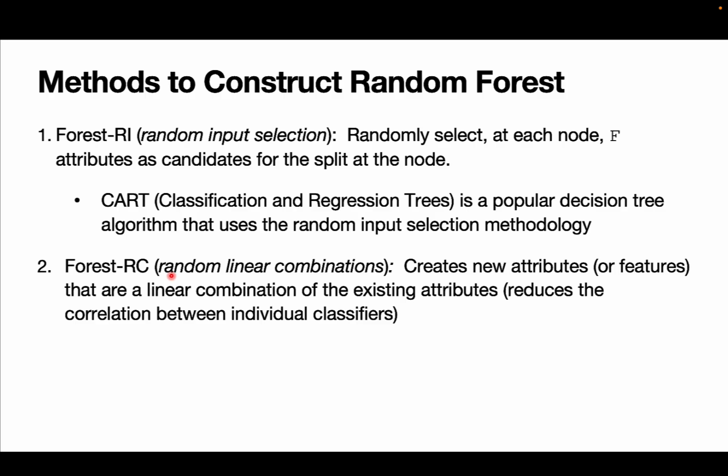The other variation is random forest with linear combinations. In this approach, we create new features as linear combinations of the existing ones. These new features can be refined using techniques we studied, like correlation reduction and other statistical methods, to enhance their quality before using them in the model. Overall, random forests gained popularity due to the availability of an implementation called CART, classification and regression trees.